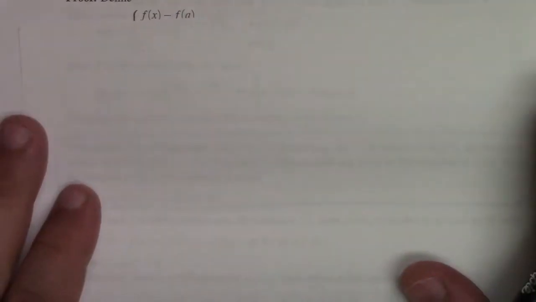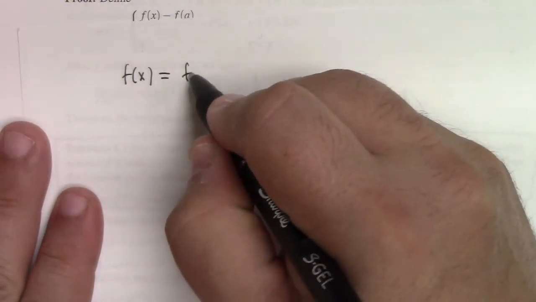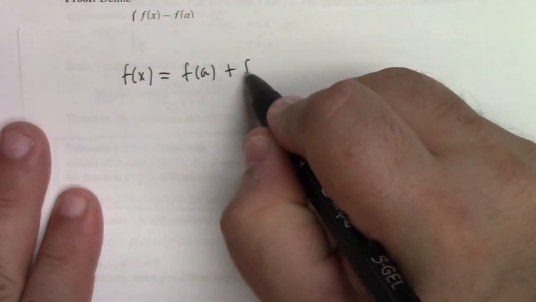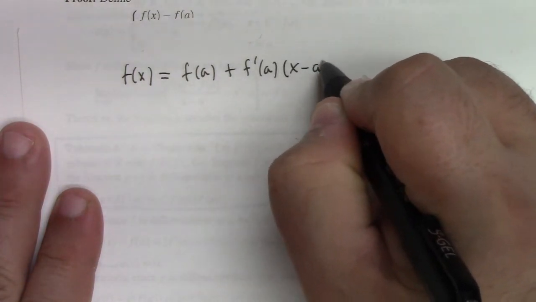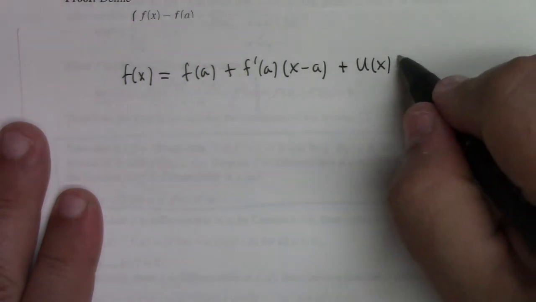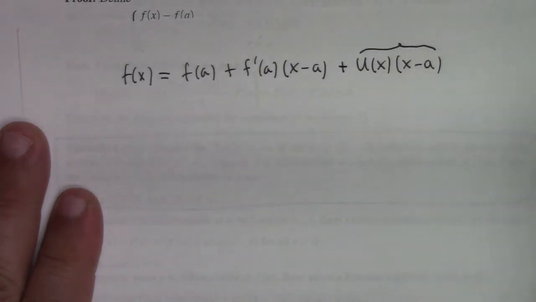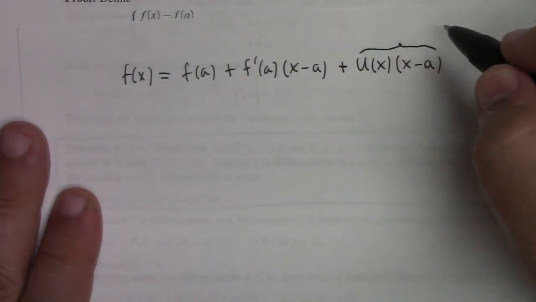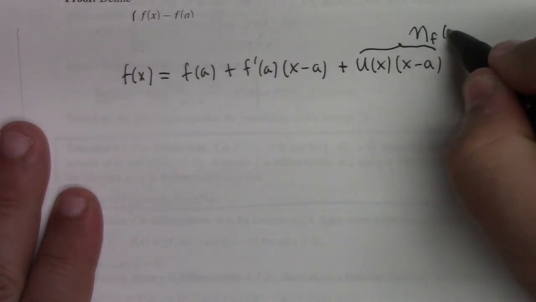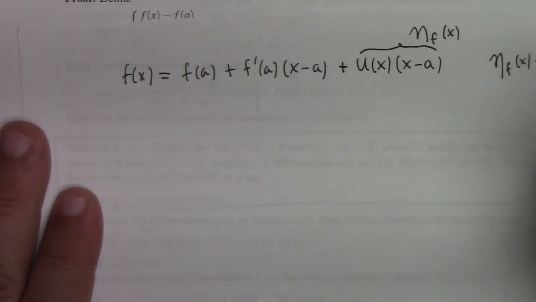Here, I'll do it. Check it out. So, if you have f of x differentiable, then that means you can write it as f of a plus f prime of a times x minus a plus this kind of junk, u of x times x minus a. In fact, let's just call it eta sub f of x, and notice that this eta sub f of x goes to 0 as x goes to a.